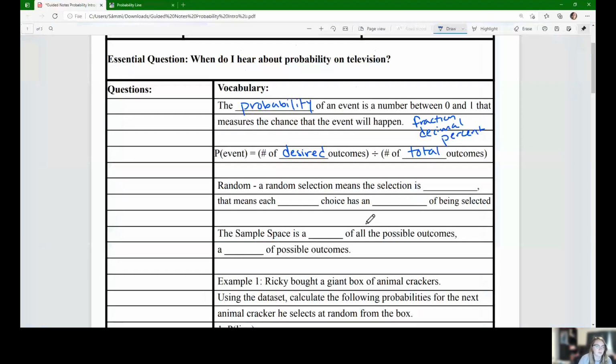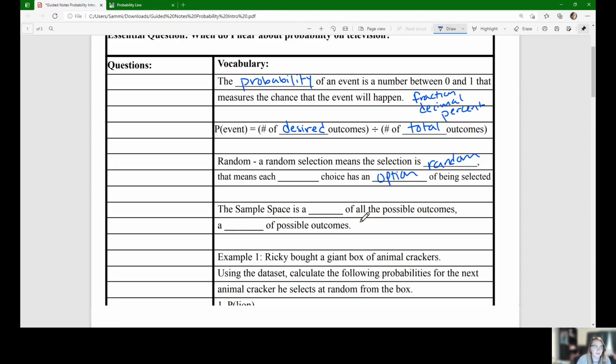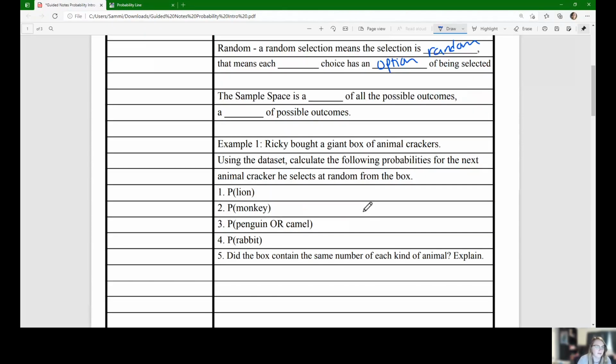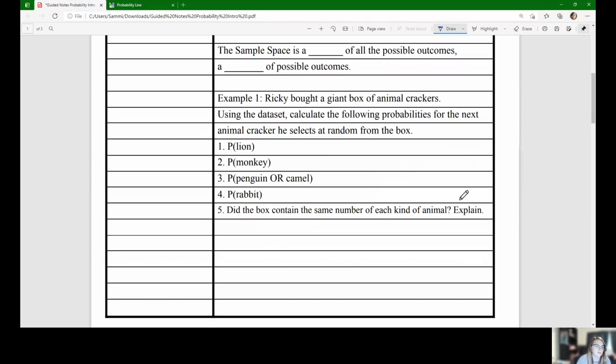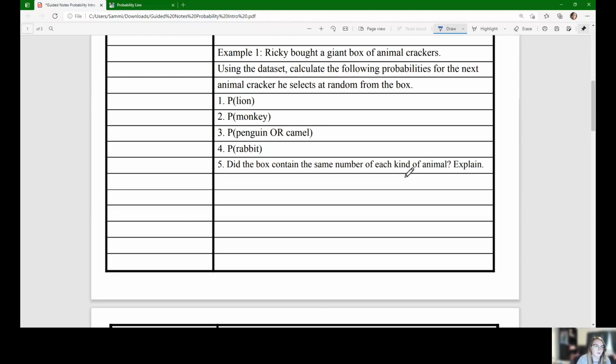So random means that the selection is random. That means each choice has an equal chance of being selected. So it's really anything could happen. Sample space is all of the possible outcomes, but I want to look at this first example with Ricky.